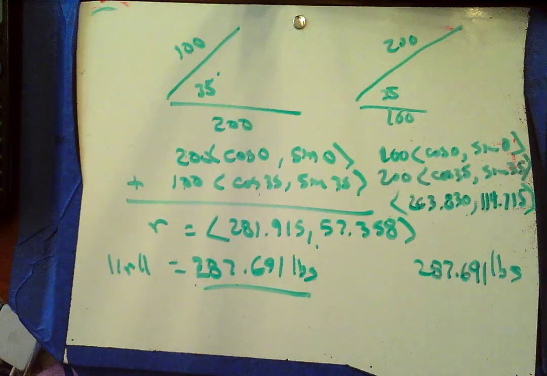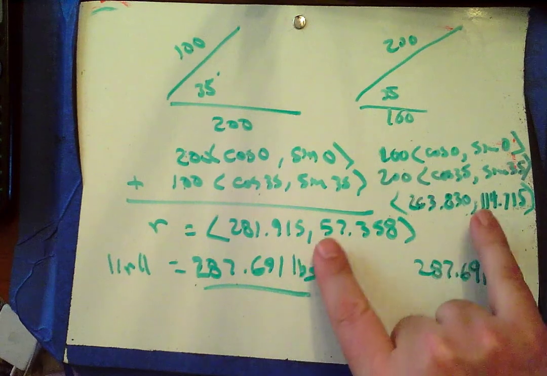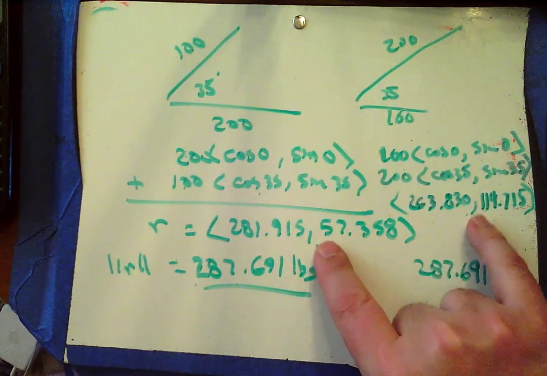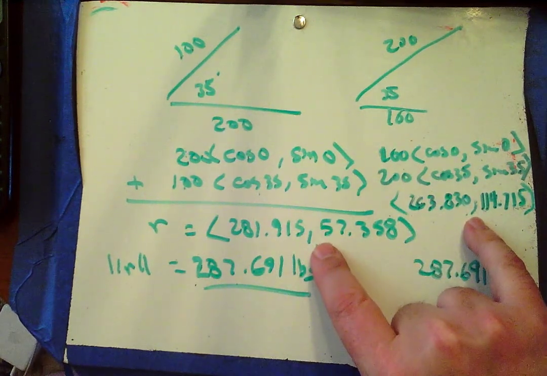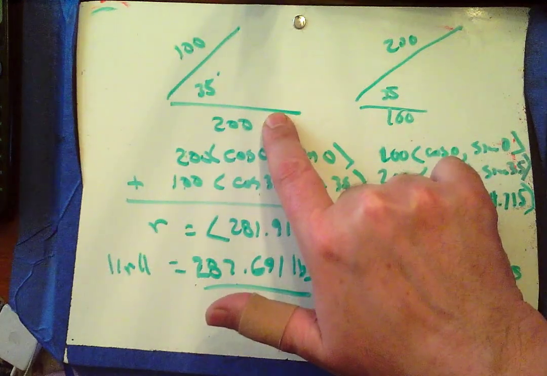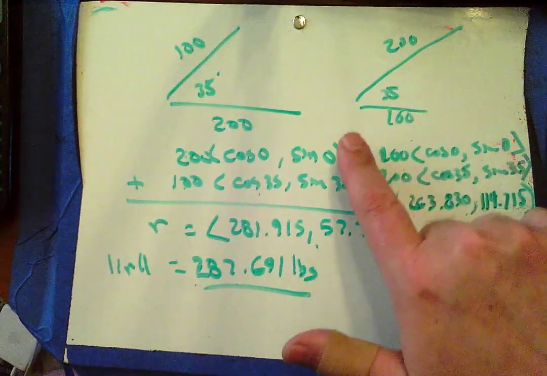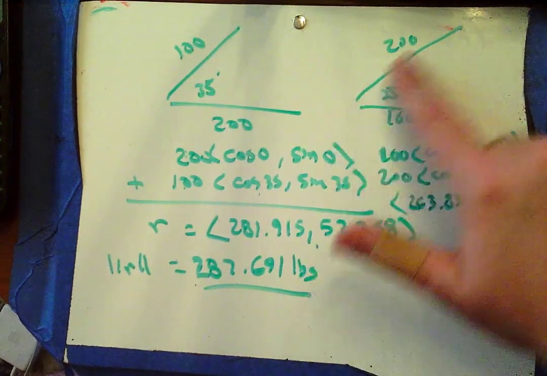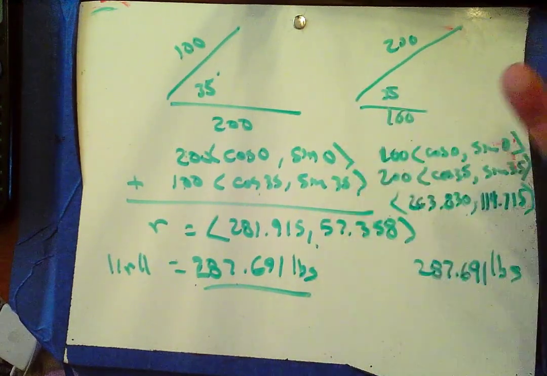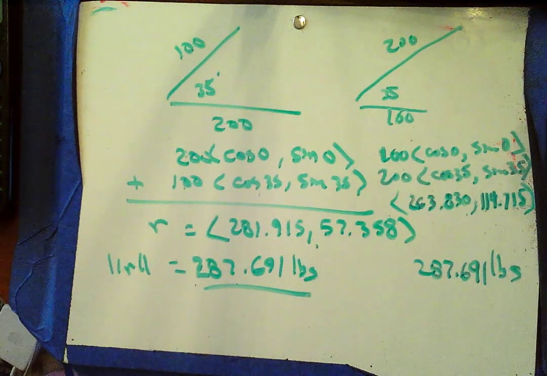When they don't tell me how to set it up and they just tell me about the angle in between, I can't guarantee the same component form. Because clearly this person is going more to the right and less up than this person is going less to the right and more up. They're going to get different resulting component forms.